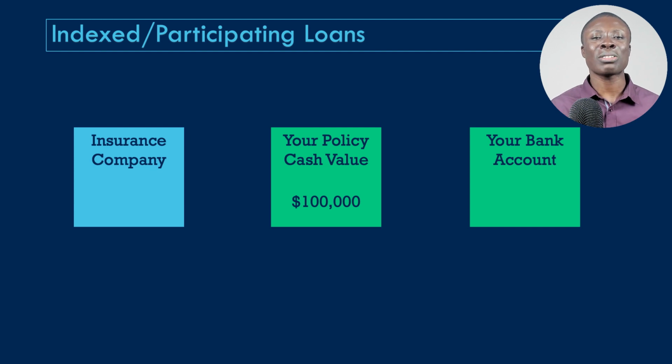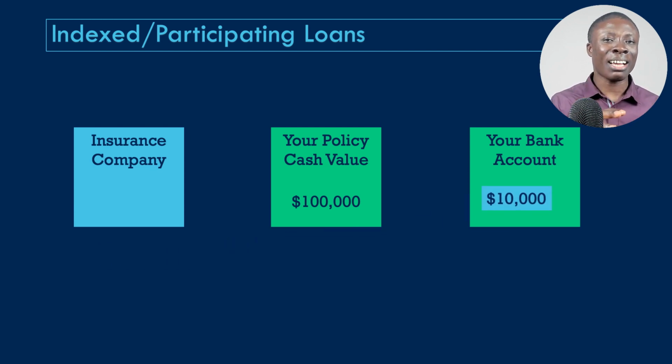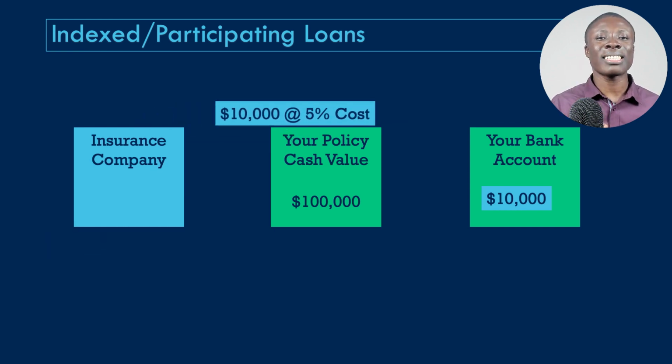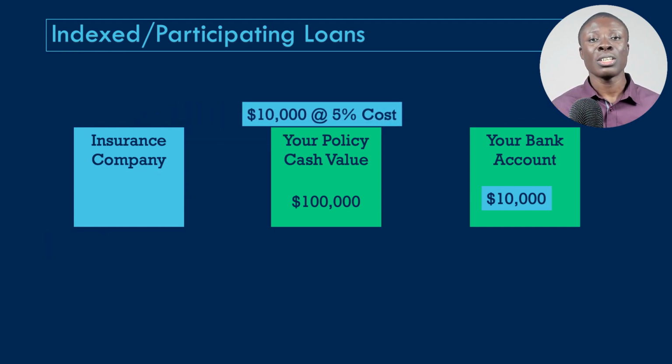Assuming you have $100,000 in cash value and you want to borrow $10,000, the insurance company will send $10,000 from their account and charge you, let's say, 5% in this example. So they use your policy as a collateral for the loan. Your full cash value of $100,000 remains untouched, allowing it to earn interest credit as if you never took any loan. This type of loan gives you an opportunity to have an arbitrage or spread.